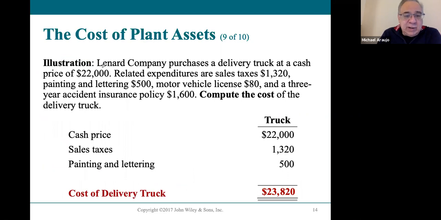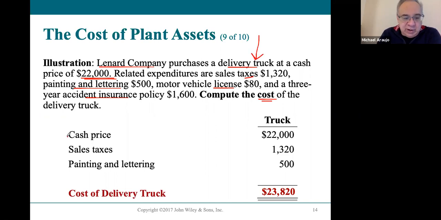So here's an illustration from a company, Leonard. They purchase a delivery truck for $22,000, must be a pretty small truck, for 22 grand. They had to pay sales taxes. They painted it and lettered it. There was a motor vehicle license, and they had an auto policy that they paid. So what's the actual cost of the truck? Well, again, the cost of the truck is everything you needed to get the truck ready for use.